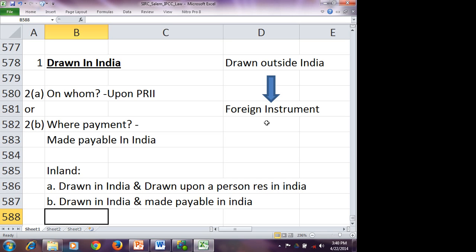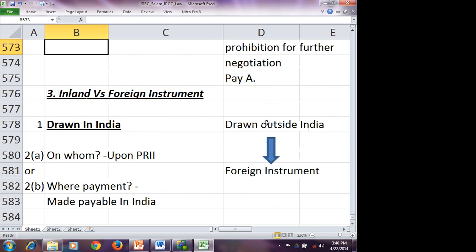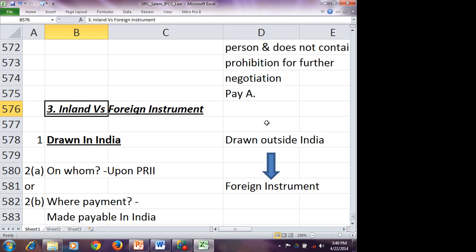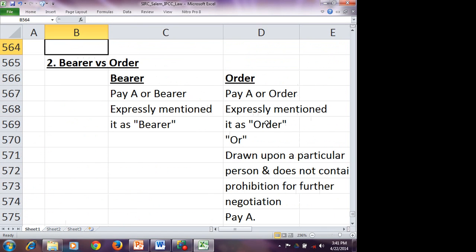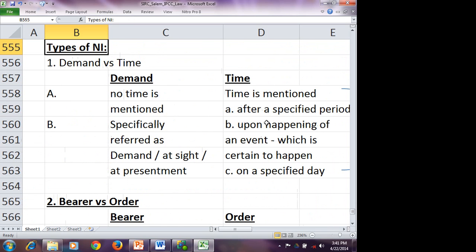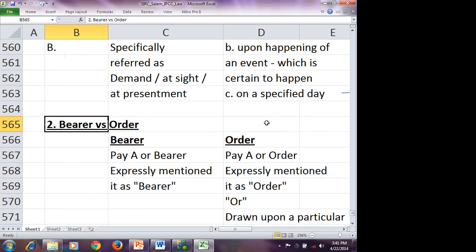So there are three ways of classifying the instrument. Simple way, going in reverse: inland versus foreign instrument. We saw that. Bearer versus order instrument. Then we have the demand versus time instrument. All these are very important. A check is always a demand instrument. Promissory note or bill of exchange could either be demand or time. A check could either be a bearer or order. But promissory note and bill of exchange will always be order only.